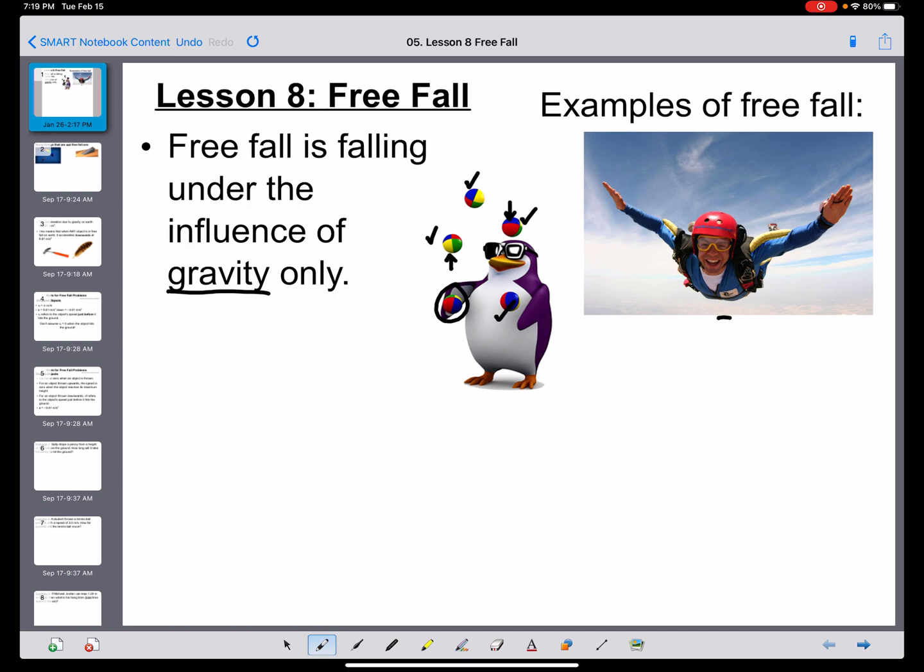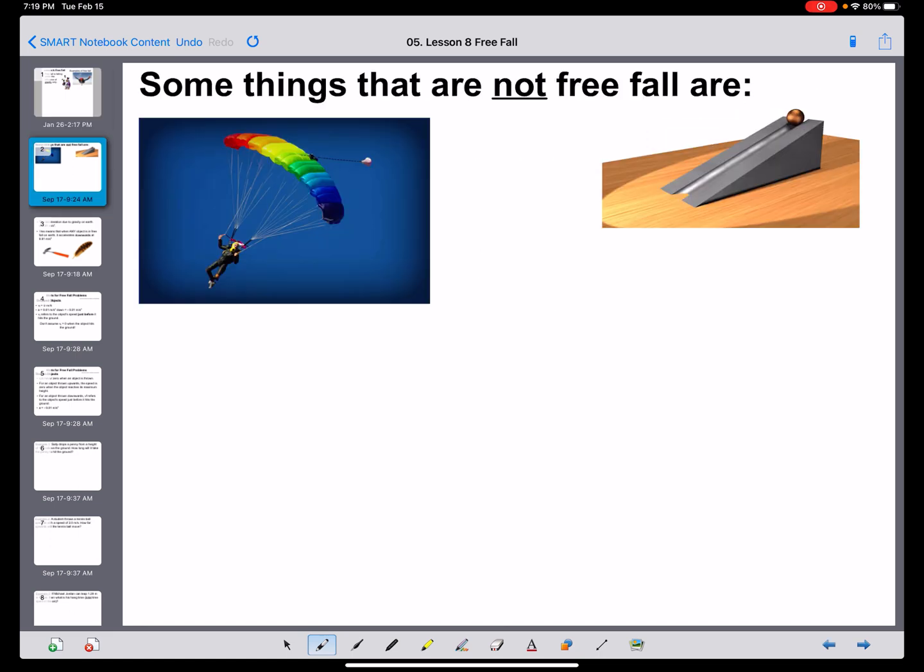Another example of free fall would be if you go skydiving. As long as your parachute is not open, the only thing really affecting your motion is the force of gravity pulling you down, and so that would be free fall as well.